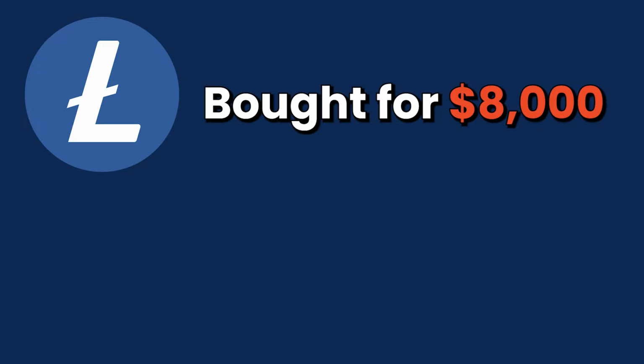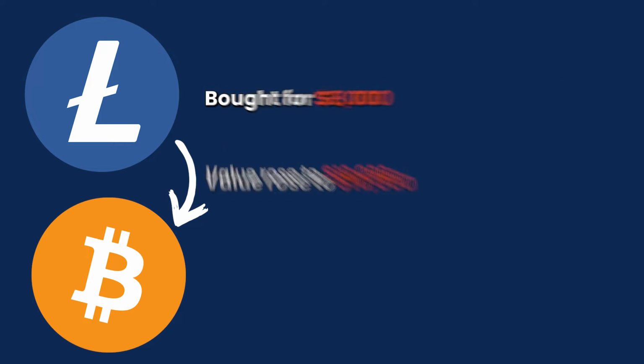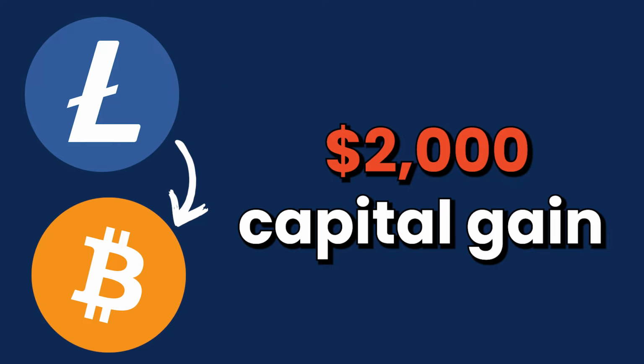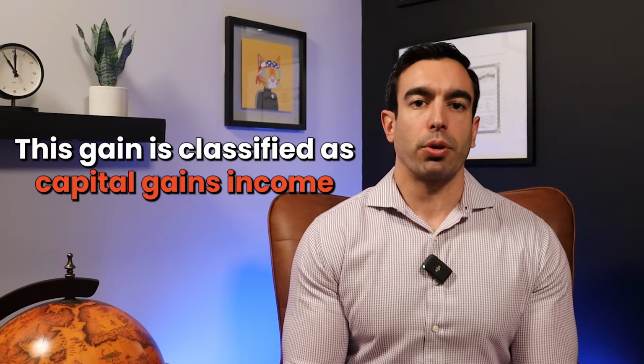For instance, let's say you purchased Litecoin for $8,000 and later traded it for Bitcoin when its value had risen to $10,000. In this scenario, you would have realized a $2,000 capital gain. This gain, derived from your investment activity, is classified as capital gains income and should be reported on your taxes as such.